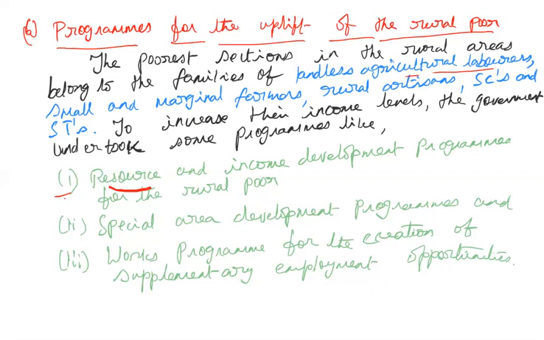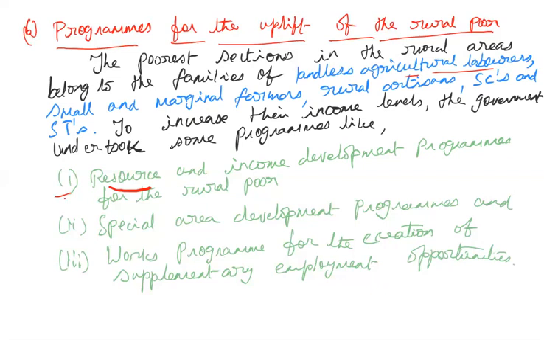For small and marginal farmers, their area of land is very, very less. So if the government provides additional land, they can also cultivate better and their income will start increasing. So that is the first program.